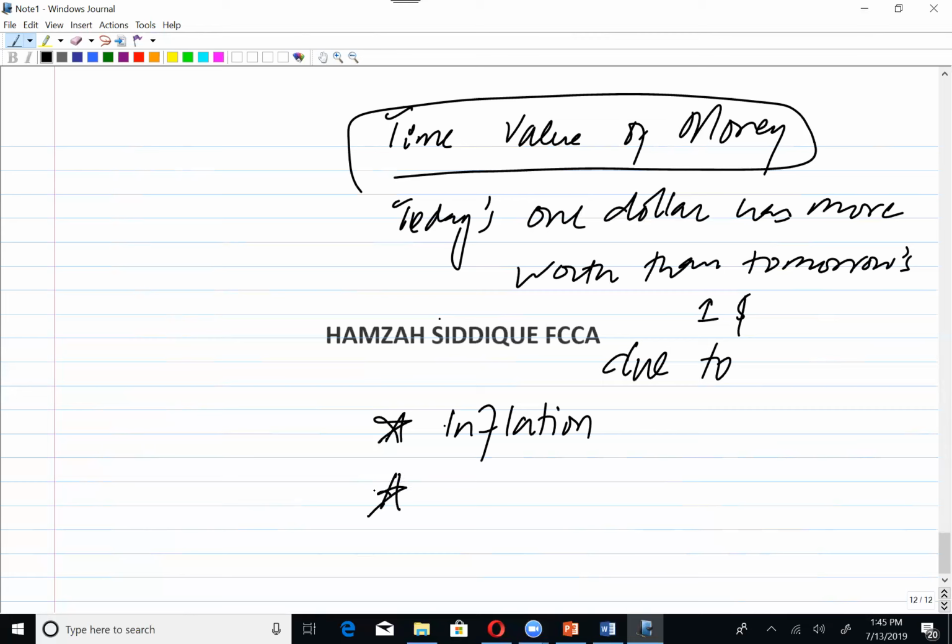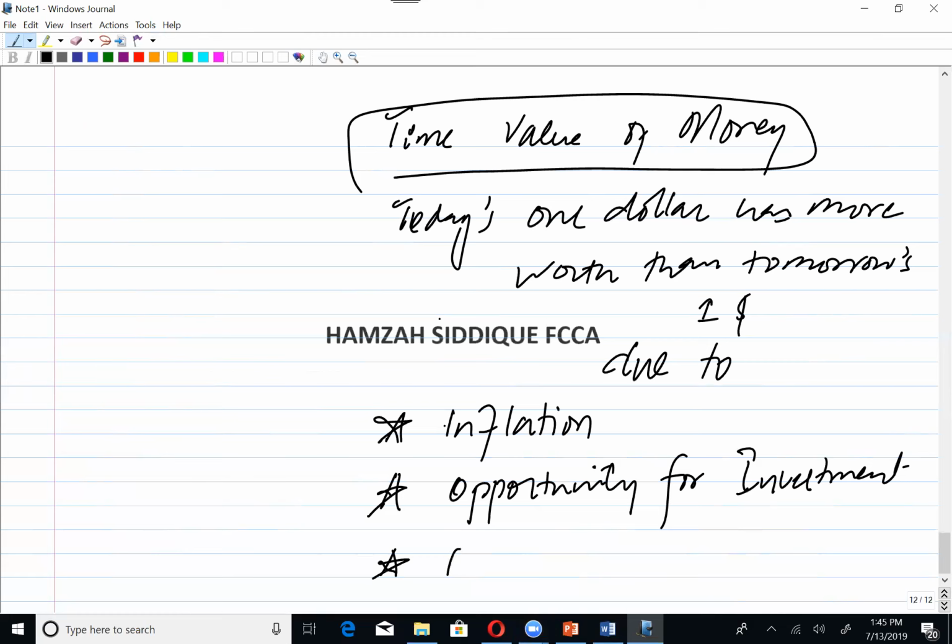Second, if you get $1 today, you can invest it and make it double by tomorrow. But if you are getting $1 tomorrow, that will be $1. So, opportunity for investment. Third is risk. It is sure that you are getting the amount today, but it is not sure that you will be getting it tomorrow.